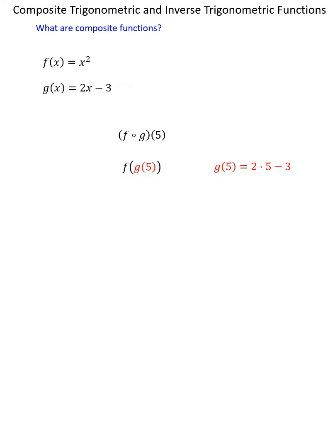G of 5 is easy to work out based on the formula they gave us. G of 5 is 7. And so I can replace g of 5 with 7, thereby working out the first, or the inside function, before going to the second, or outer function. And now, f of 7 is just 7 squared, and 7 squared is 49.